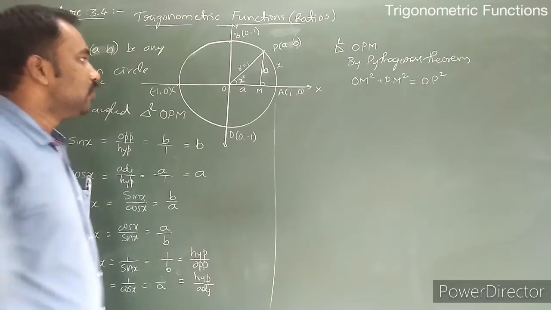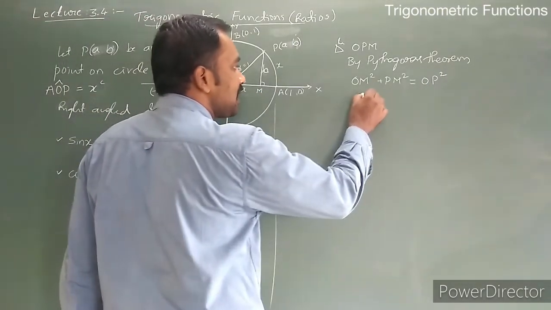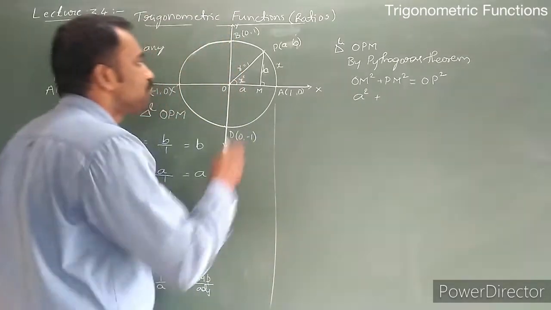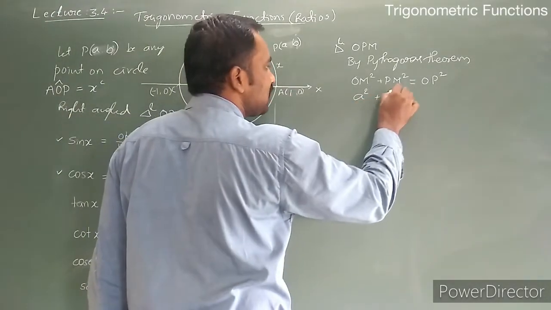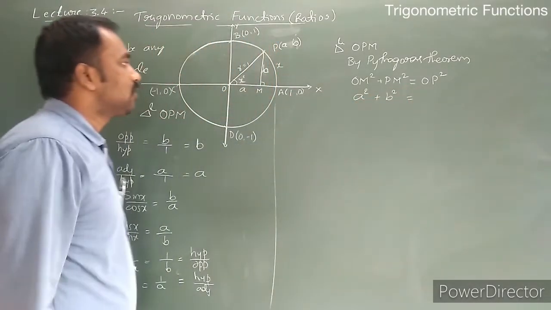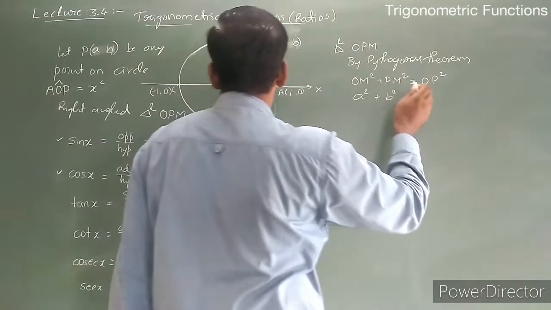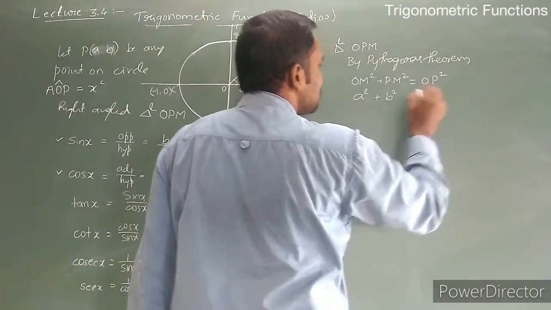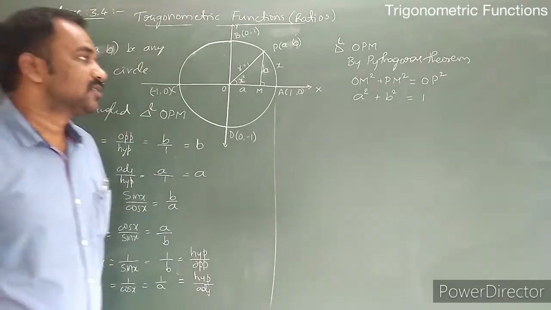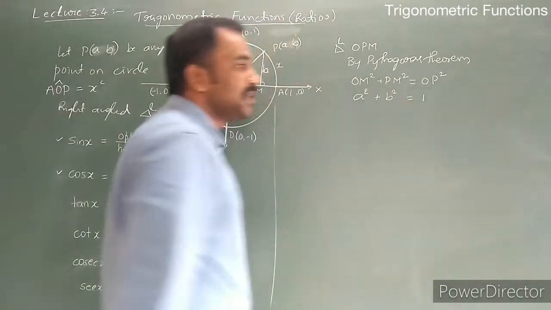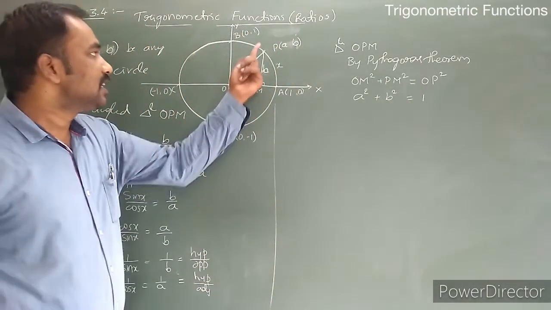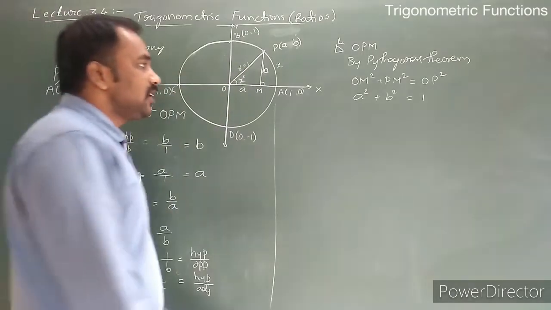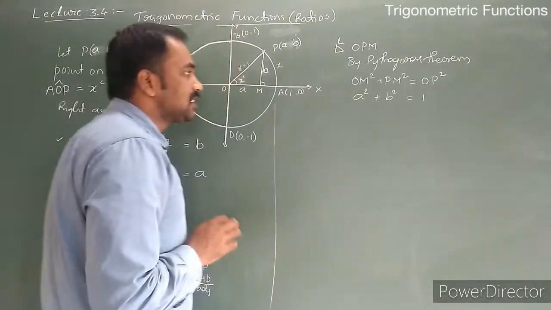What is the OM? OM is nothing but A, so A square plus PM. What is the PM? PM is nothing but B, so B square is equal to, what is the OP? OP is nothing but R, which is equal to 1 square. So we get A square plus B square is equal to 1 from this right angled triangle.